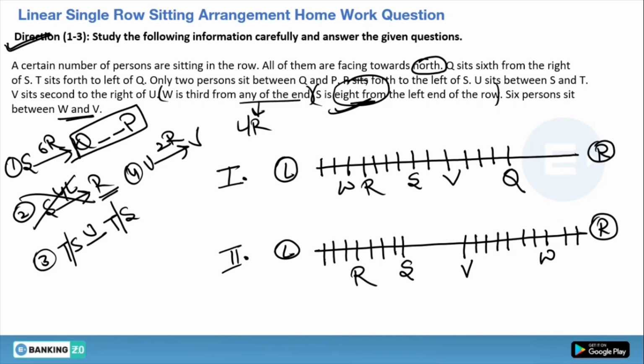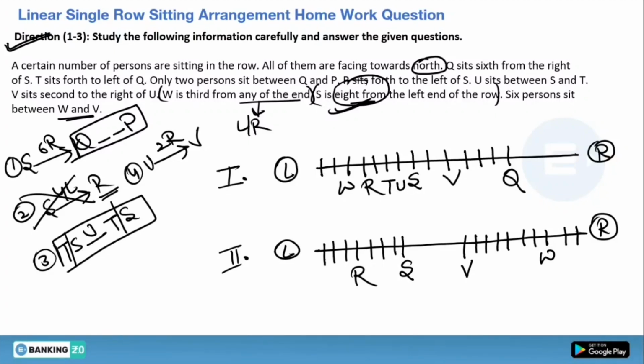Okay. Now third hint, between T and S, U is sitting. See, we don't know the confirmed place of T. T can come on the left side of S in our case number 2, and on the right side of S also. But in our case number 1, after S on the right side there is no space left for T. So T will come on the left side of S, and U will come between T and S. This is our third hint.